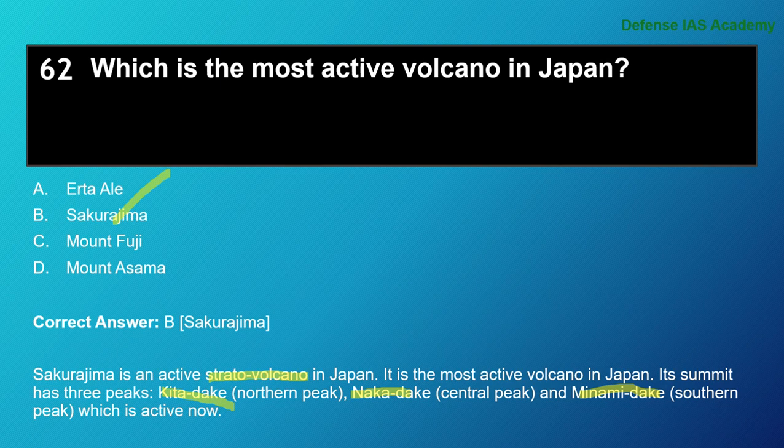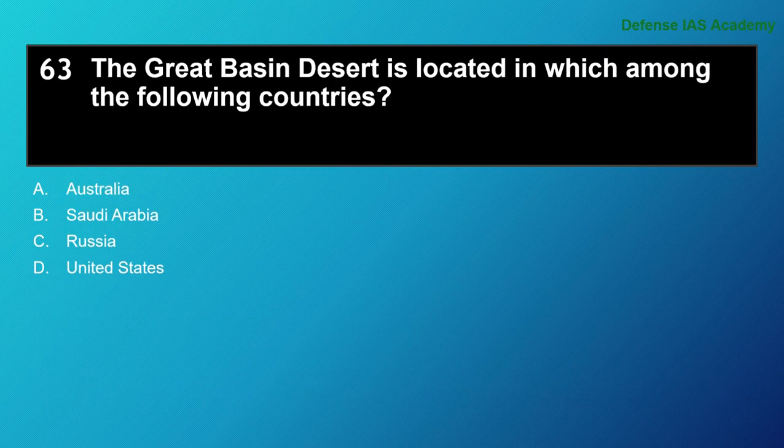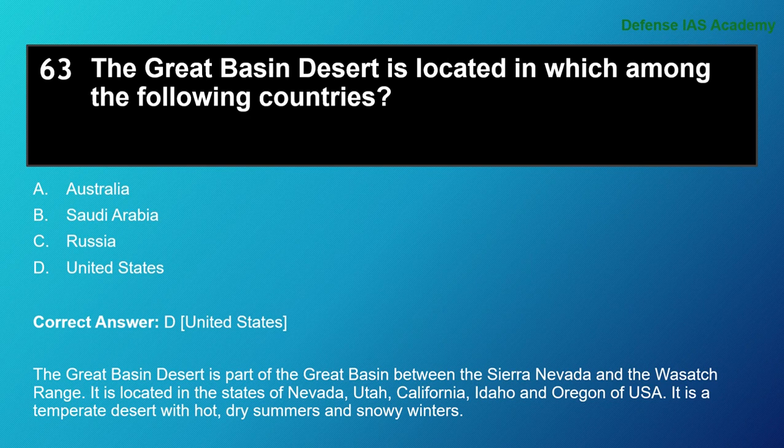Sakurajima is the active volcano in Japan with three peaks: Kita Lake, Naka Lake, and Minami Lake. Next question: the Great Basin Desert is located in which among the following countries? Answer is option D, United States.